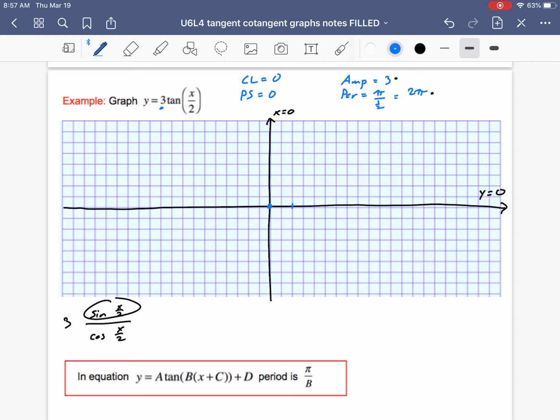And I'm just going to mark pi over 2, pi, 3 pi over 2, 2 pi. Sorry, let me change this up. This is pi over 2, this is pi, and this is going to be 2 pi. Maybe that's too much to show. Let's get rid of those.